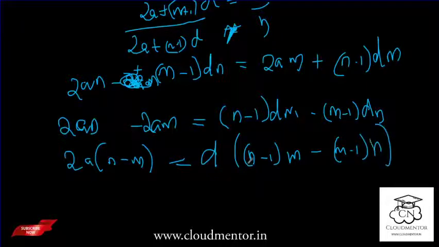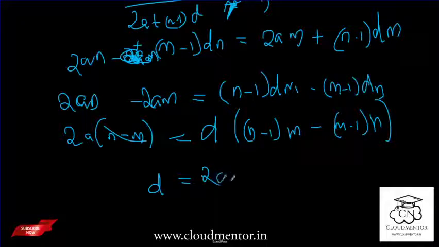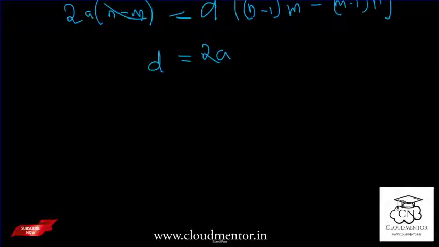So by doing this, mn cancels out, and we get d as 2a, as we are cancelling here n minus m on both sides. So d is 2a. So now we got the common difference, and now we need to find the ratio of the terms, that is the mth term to the nth term.